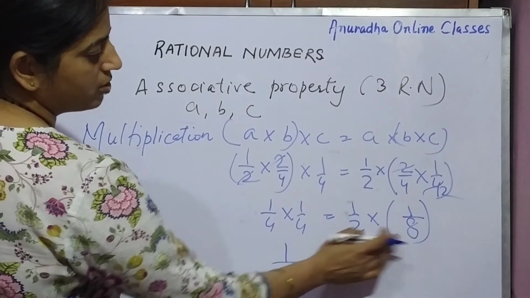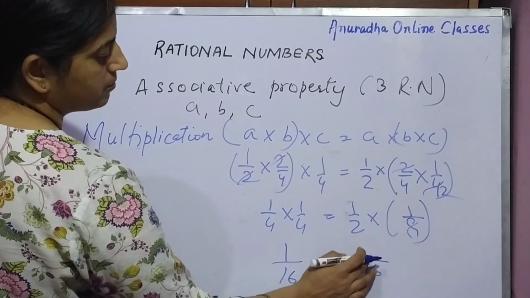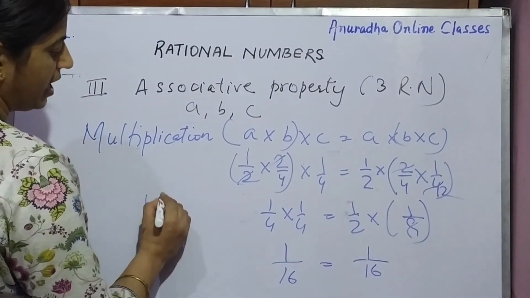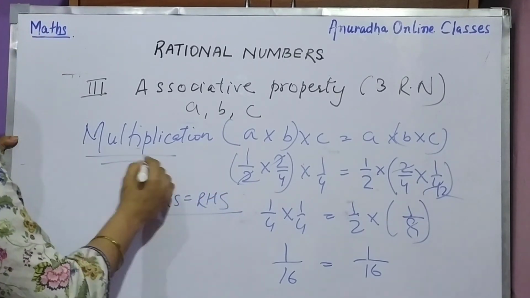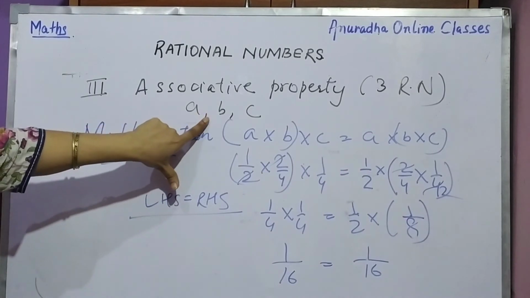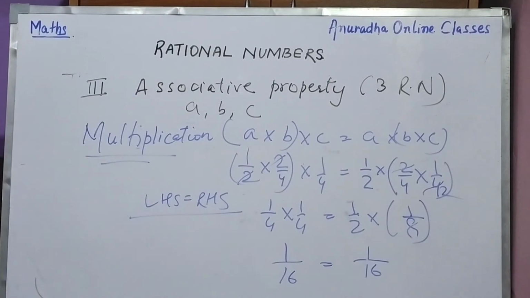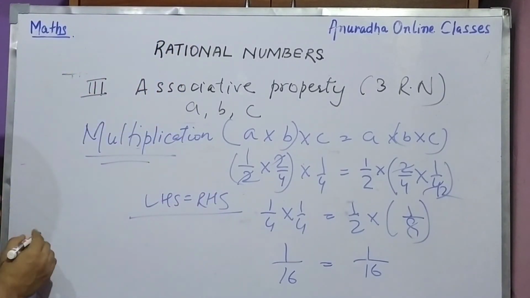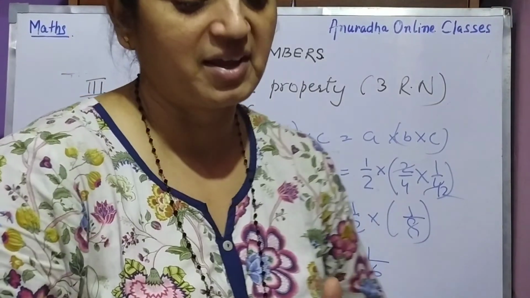And see here what you will get? 2 8s are 16. And what? And 1 into 1 is 1. Both are equal means LHS is equal to RHS. So for multiplication of rational number associative property is applicable. But one more thing is left, that is of division. Children, for division this property is not applicable.